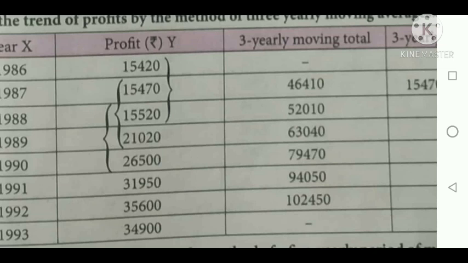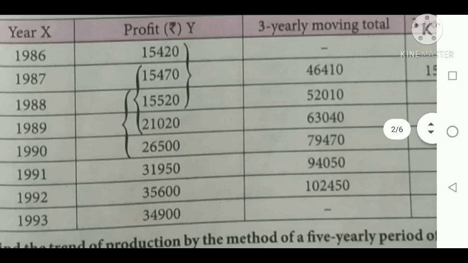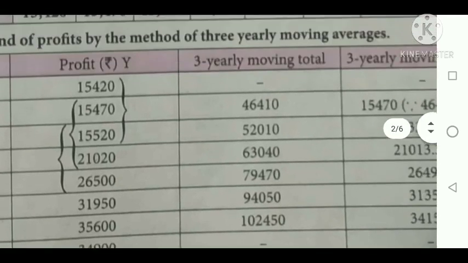Likewise, after that we take the years 87, 88 and 89, omitting 86. Add 87, 88 and 89, we are getting a total of 52,010. Then the 88, 89, 90 profits are added, for example 15,520, 21,020 and 26,500. We are getting 63,040. Likewise, we omit 1 year and add the remaining 3 years. We get the 3-year moving total.